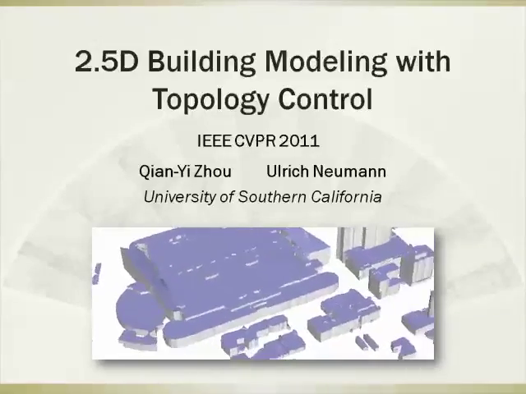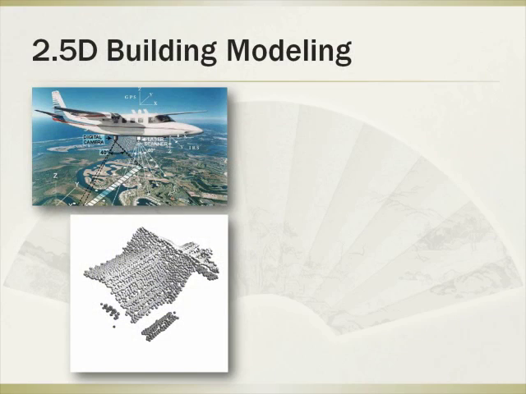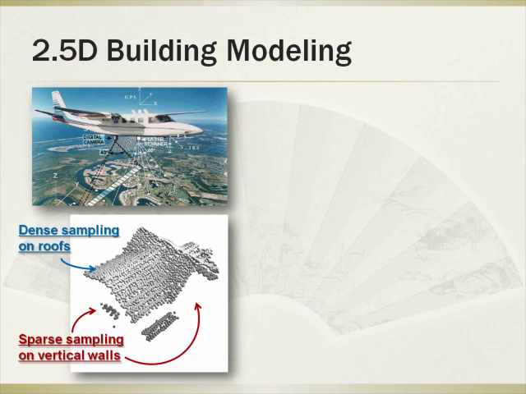In this paper, we present 2.5-dimensional building modeling with topology control. We first review the background of 2.5-dimensional building modeling, which was proposed in our ECCV 2010 paper. The input is a point cloud scanned by aeroplanes flying over the urban area. Since the point cloud is collected from another perspective, it has dense sampling on the building roofs and sparse sampling on the building facades. This point cloud is similar to a depth image, thus is a 2.5-dimensional data representation.